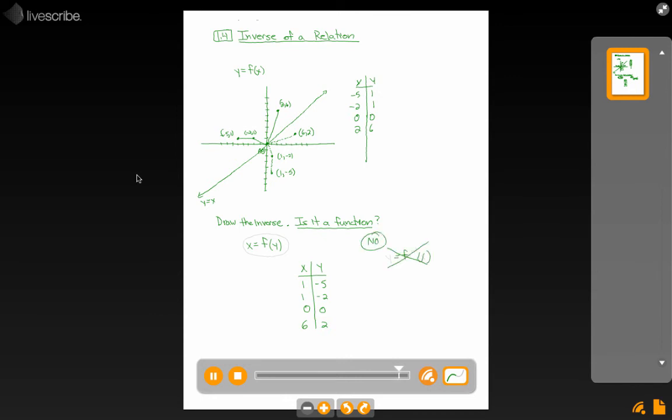For that reason, we won't use the other notation, the y equals inverse function of x notation. That notation is reserved for if it was a function, so we'll stick with this x equals f of y kind of notation.